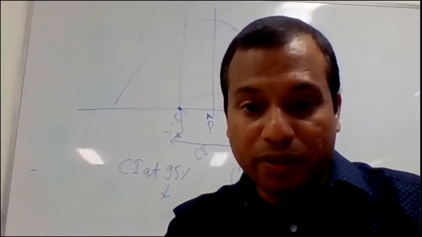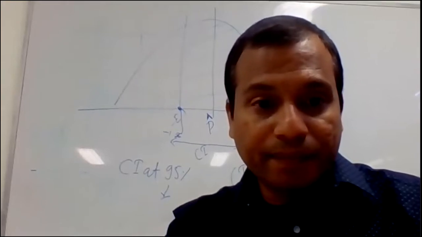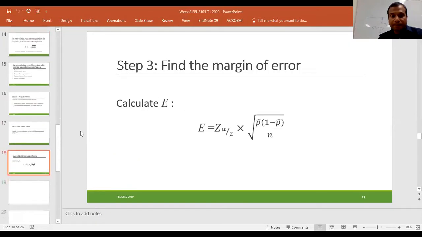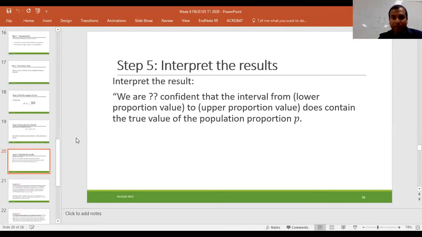Let me go back to the slides. So the fourth stage is to determine the confidence interval. That is P hat minus E to P hat plus E, in that range. And the final stage is you need to interpret those results, those findings.